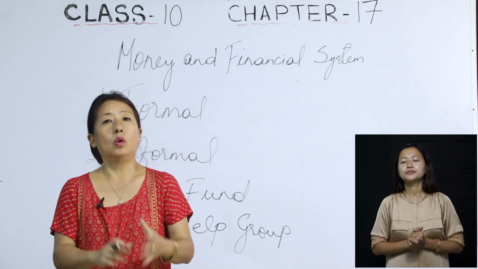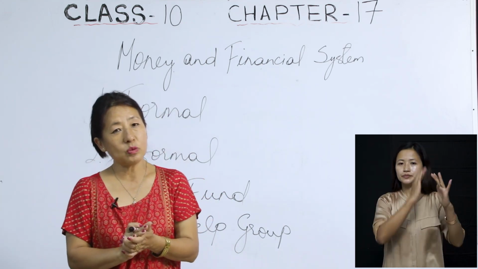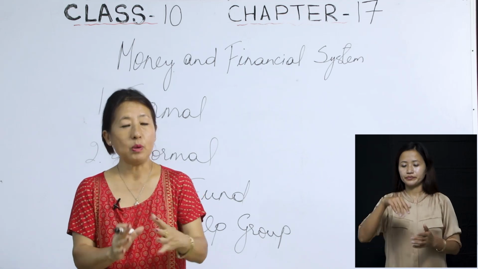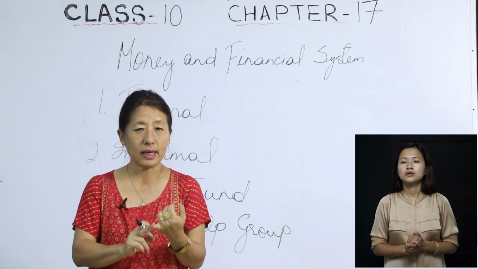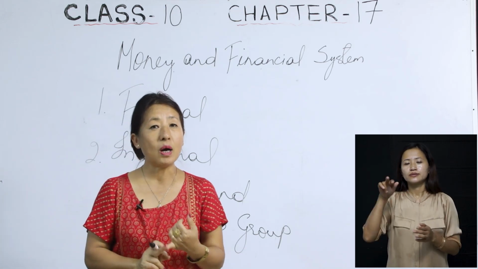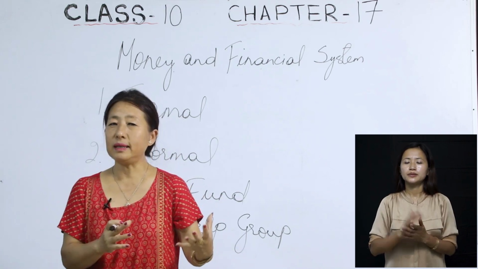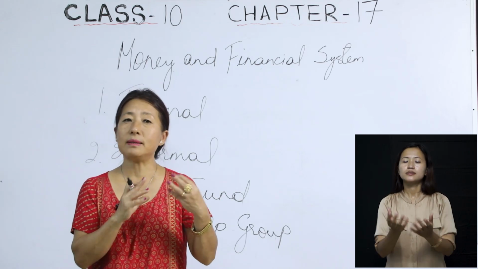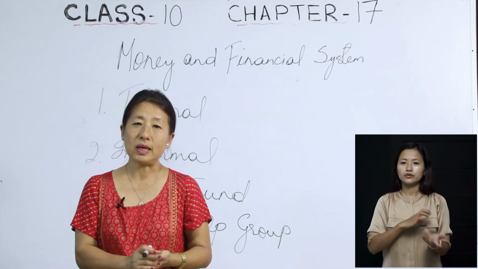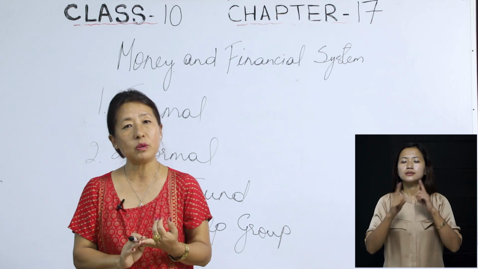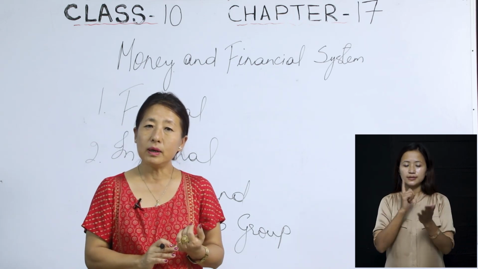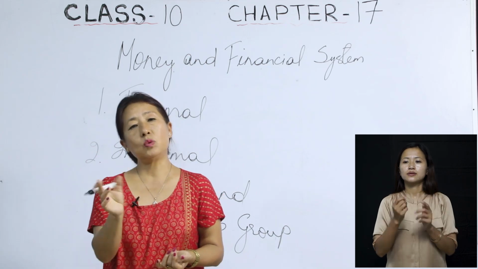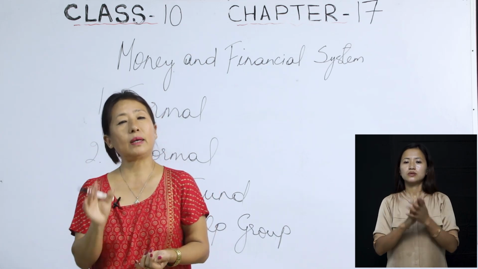I hope you have understood that far. In this chapter, we have already discussed money and its definition. What is money? Money is anything that is generally accepted as a medium of exchange. Then we discussed the different kinds of money. First, the standard money, which has two categories, paper money and coin.